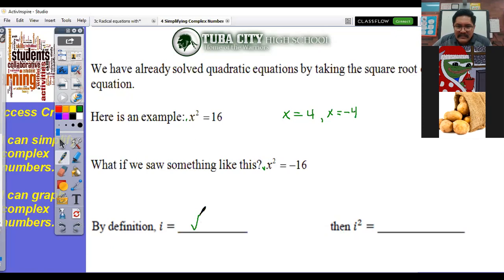By definition, i is equal to the square root of -1, and i squared is equal to -1. Again, that was something that we did in the previous lesson, where we were multiplying the numbers, and i to a certain power becomes this or that.